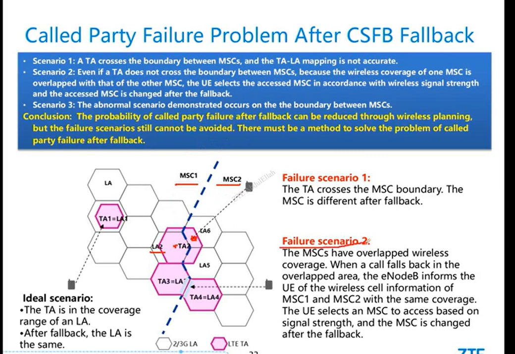And in failure scenario 2, you can see this area, which means the MSCs have overlapped wireless coverage. MSC1 and MSC2 have the same coverage. With the same coverage, this also has the call party failure.